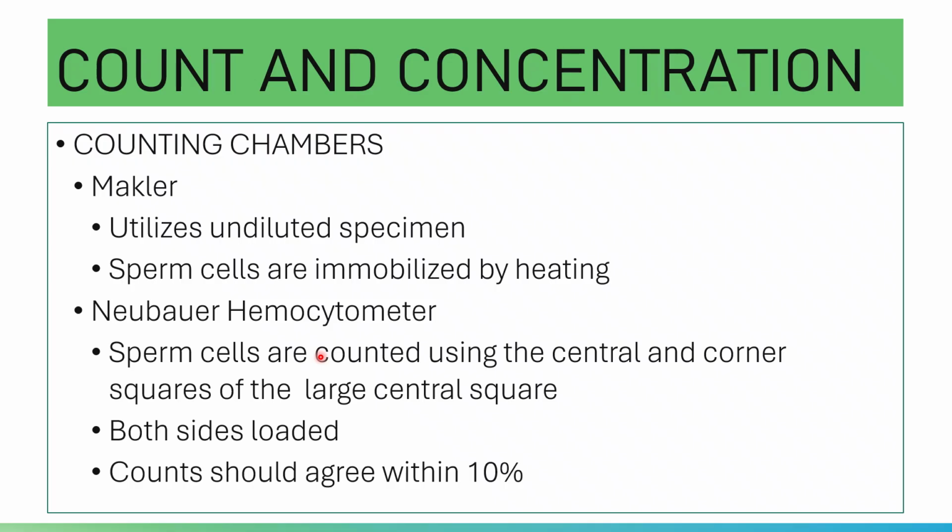Allow the cells to settle for 3 to 5 minutes, and then you count using the central and corner squares of the large central square. Please note that you only count the fully developed sperm cells, those with a head, neck, and a tail.